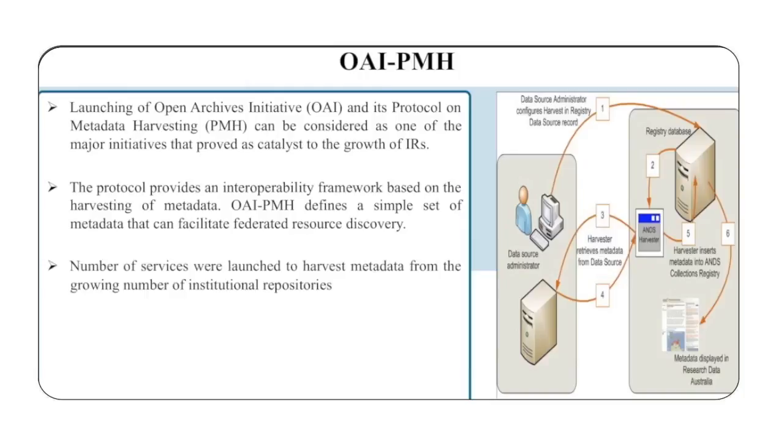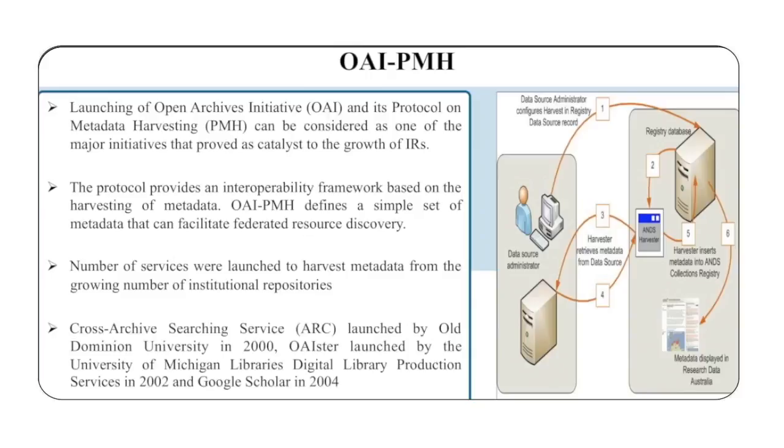discovery. A number of services were launched to harvest metadata from the growing number of institutional repositories with an aim to provide integrated access to content distributed across thousands of digital repositories and open access journals, and to provide associated service to the users. The important service providers include Cross-Archive Searching Service, launched by Old Dominion University in 2000, OAIster, launched by the University of Michigan Libraries Digital Library Production Services in 2002, and Google Scholar in 2004.